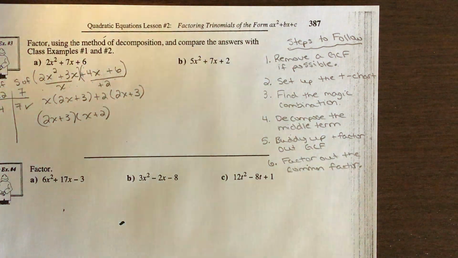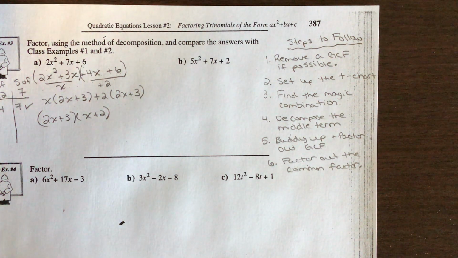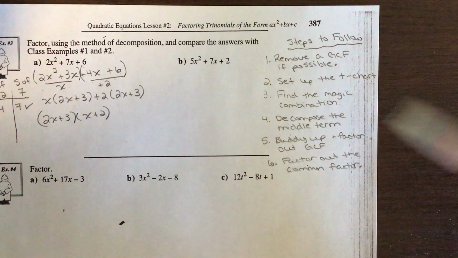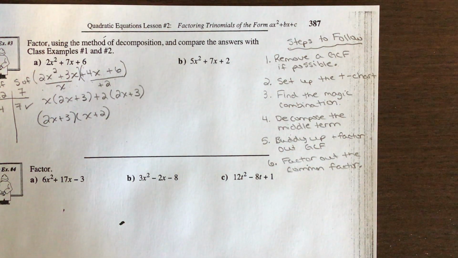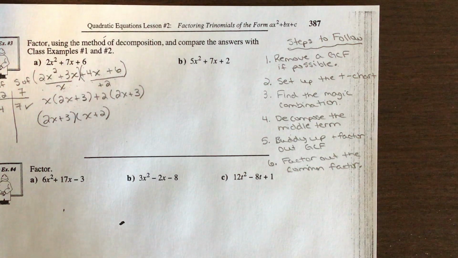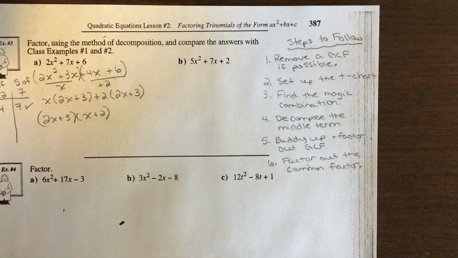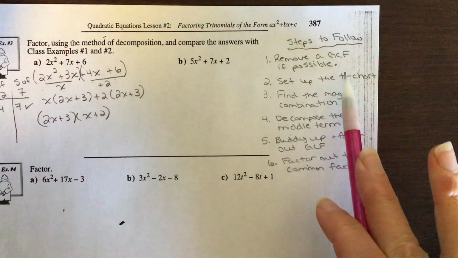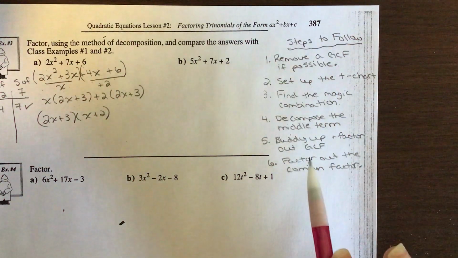Here we are, quadratic equations lesson 2. This is part 2. We're factoring trinomials where a is not 1. It's something other than 1, and when that's the case, we need to use decomposition. So in part 1, we wrote down the steps to follow to do decomposition, and we're going to continue applying this. So step 1 is to remove a greatest common factor if possible.